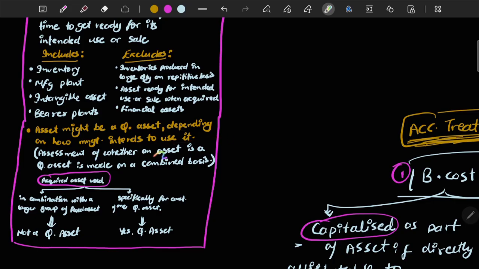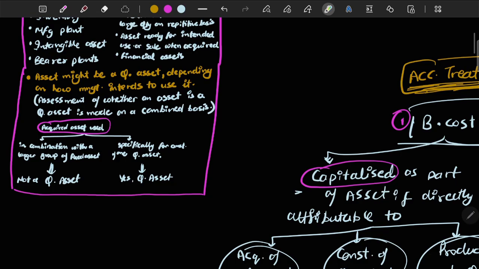Like assessment of whether an asset is a qualifying asset is made on a combined basis. Acquired asset used in combination with a larger group of asset, then it is not a qualifying asset. And specifically for construction of one qualifying asset, then yes, it is a qualifying asset.